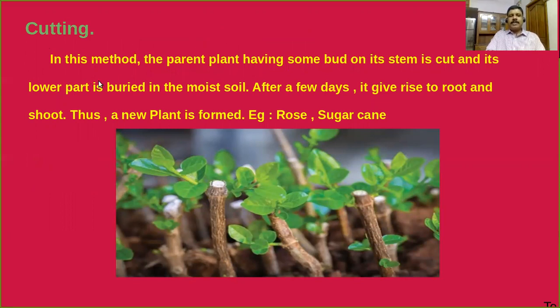Dear students, in this method, the parent plant having some buds on its stem is cut and its lower part is buried in the moist soil. After a few days, you can see that it gives rise to the roots and shoots. Thus, a new plant is formed. For example, you are very familiar in case of rose plant and sugarcane, the major method of propagation is stem cutting. I hope you might have seen the stem cutting method for the propagation of rose plants in your house.